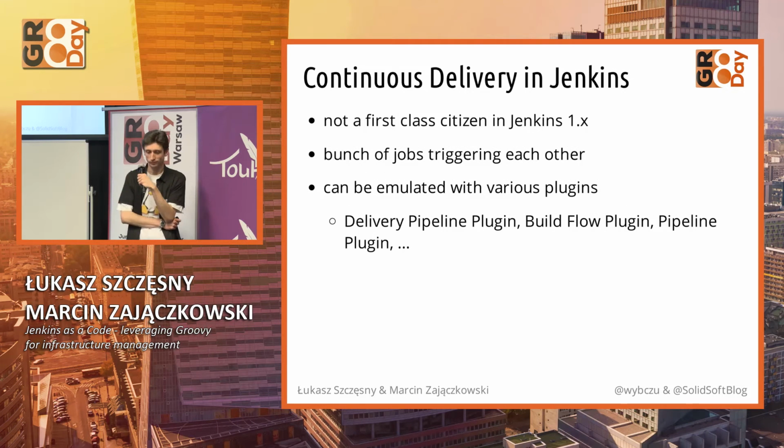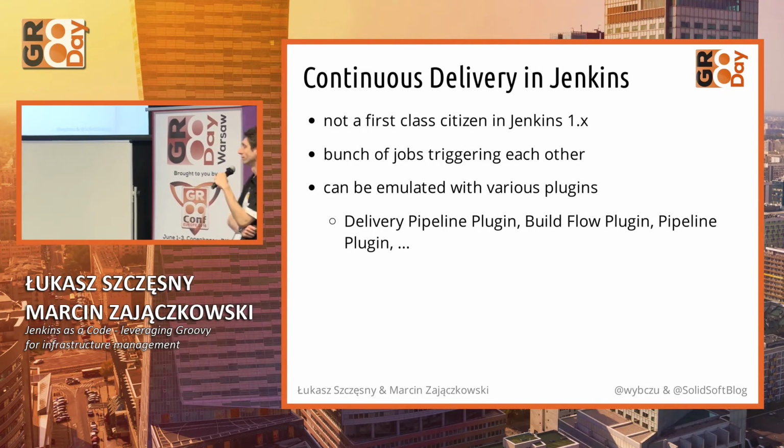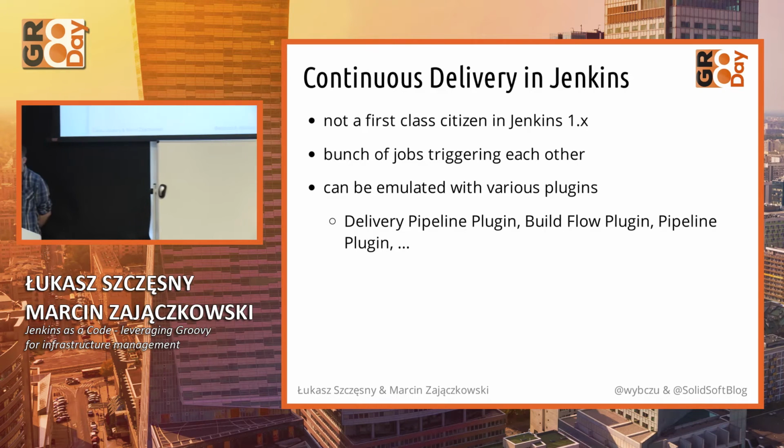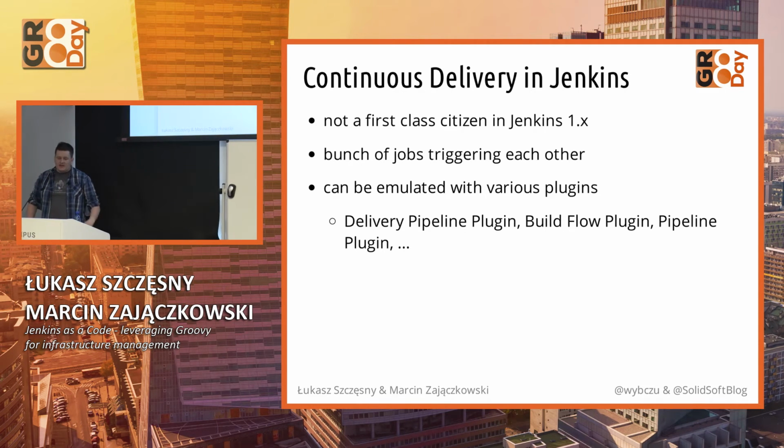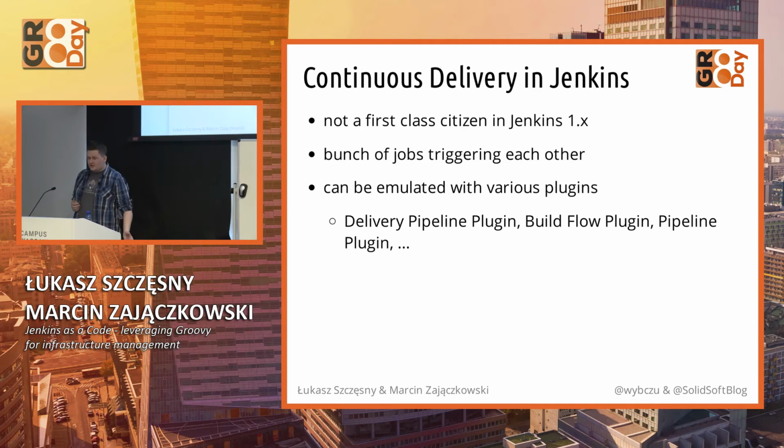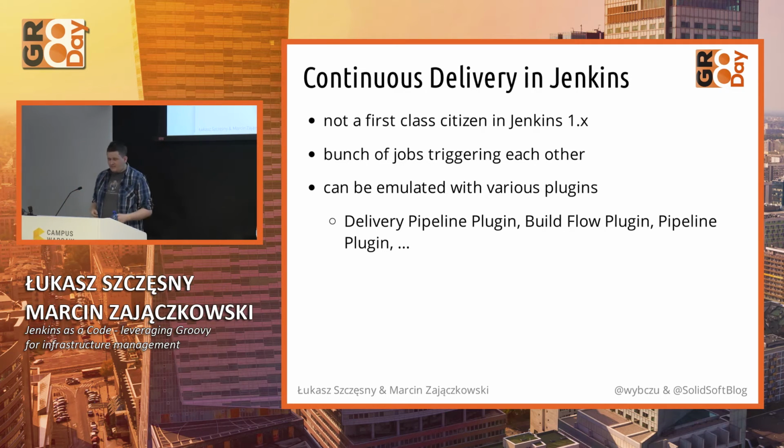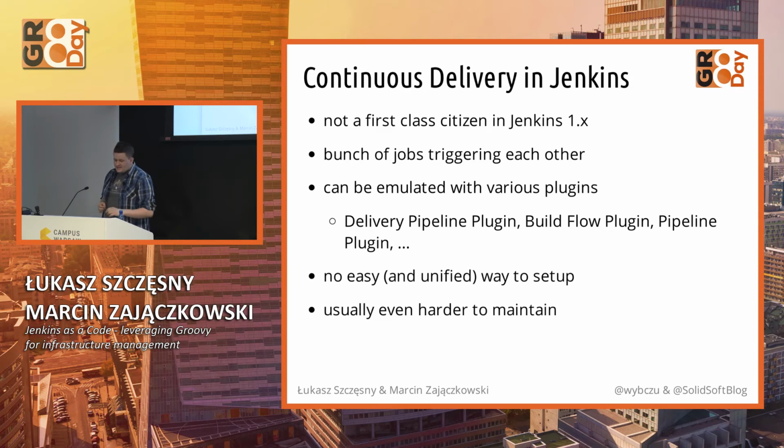So what about continuous delivery in Jenkins? As of now, in version 1.x, it's not a first-class citizen. You have to create a bunch of jobs which will trigger one another. There are, of course, some plugins like the Delivery Pipeline plugin, Build Flow plugin, Pipeline plugin. It's a new plugin for Jenkins. I will tell you about this later. But it's not an easy and unified way to set up delivery pipelines in Jenkins. It's very hard to maintain. If you ever created a pipeline in Jenkins and had to manage it by hand, you know the pain.